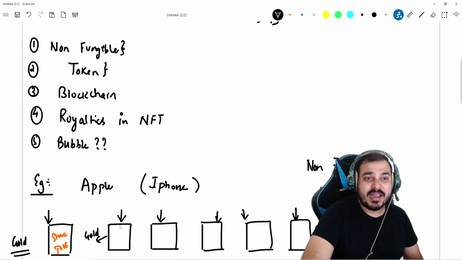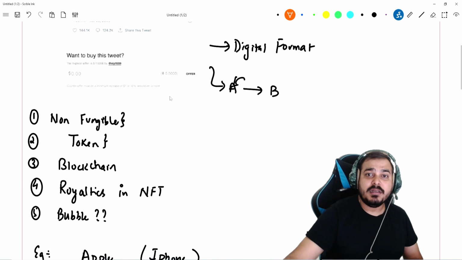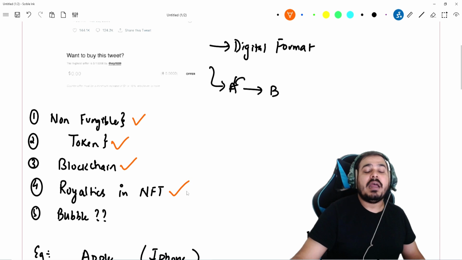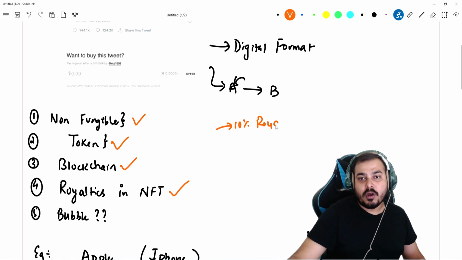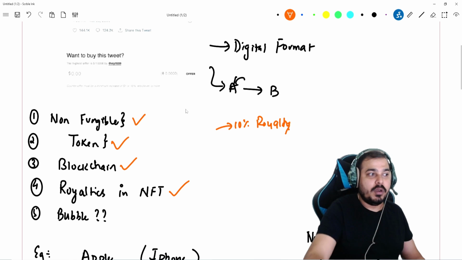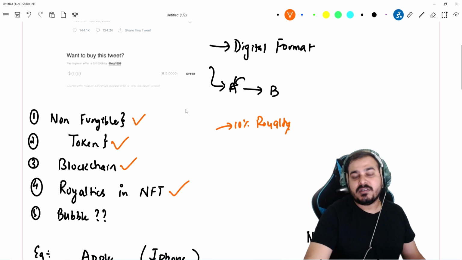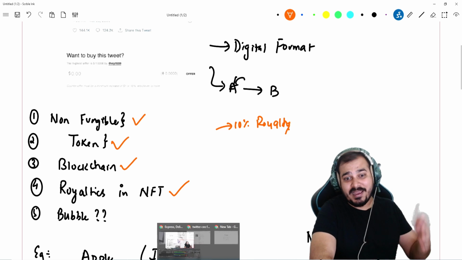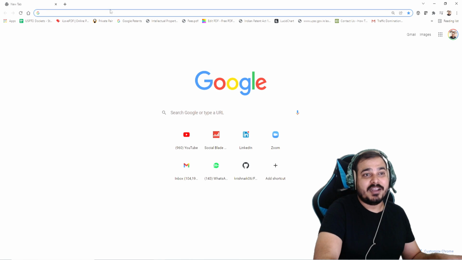So I hope you got an idea about what is non-fungible. Non-fungible basically means non-replaceable token, and you also got an idea about blockchain. You also got an idea about royalties in NFT, right? Every time, 10% royalty will obviously be given to the main owner, the first owner, whenever this particular thing is sold in the NFT marketplace. Okay, now let's see some examples and at what price different tokens were actually sold.